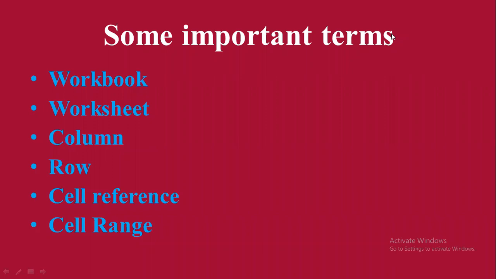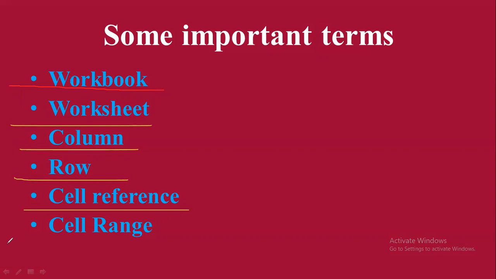So those important terms are workbook, worksheet, column, row, cell reference, and cell range. So let's understand about the workbook. What is a workbook? Each Excel file is known as a workbook.